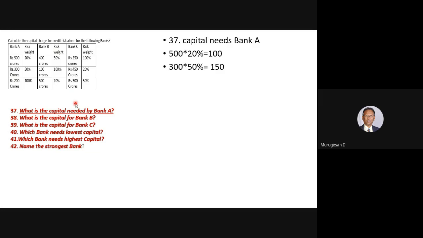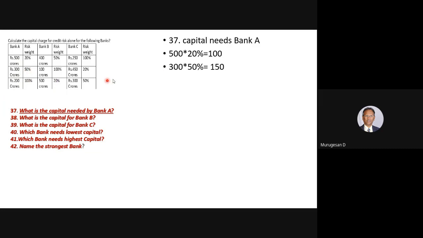Five more questions, believe it or not. Every year they will not ask the same, they will change the pattern. One year they will ask like that, dividend. One year they will ask like this. You understood now? All three banks are having 1,000 crores assets. But this bank is having 500 crores in 20% category, 300 crores in 50% category, so 200 crores in 100% category.